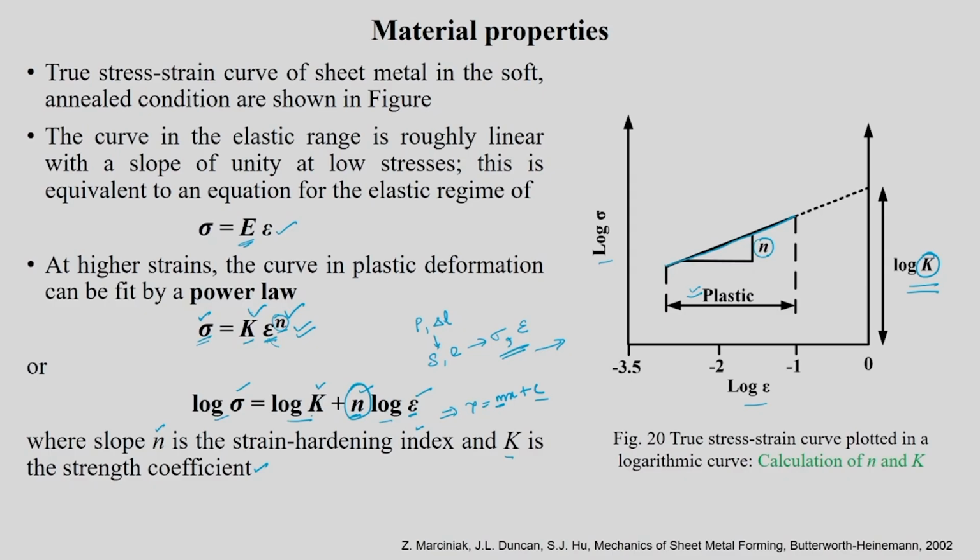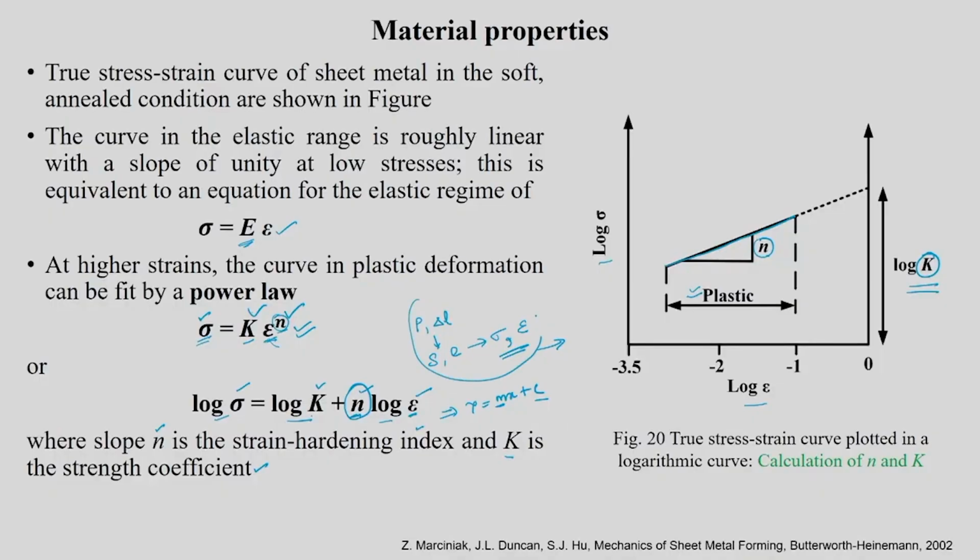Now the accuracy of calculating K and n depends on how good the fit is between the sigma versus epsilon graph that you get from this equation and the original true stress strain curve. Let us say you have true stress strain data that you obtained from experiments. Now what you have done is fit the true stress strain graph into this equation. Let us say, for example, you calculate the equation as sigma is equal to 200 epsilon power 0.25.